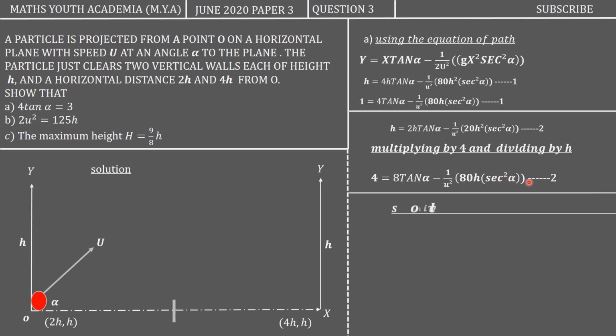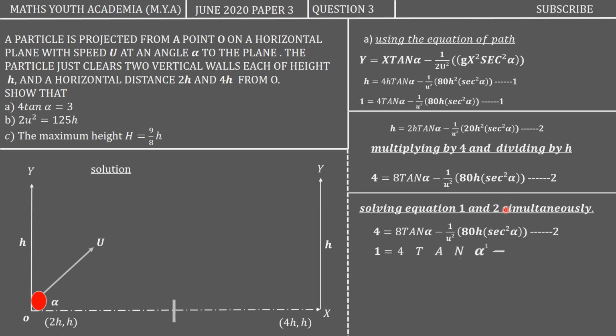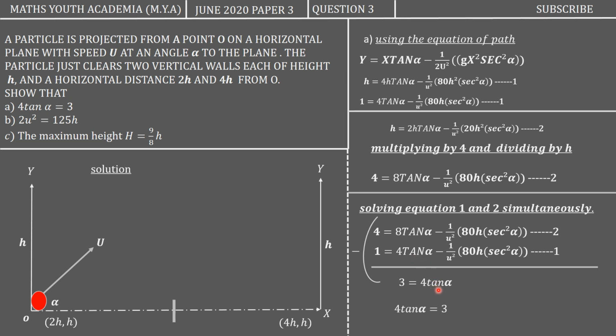Okay, solving both equation 1 and 2 simultaneously, I simply subtract both equations since I have similar terms in each, equation 2 and equation 1. So I subtract them to eliminate those similar ones. I'll have 4 minus 1, which is 3, and 8 tan alpha minus 4 tan alpha, which is 4 tan alpha, which is actually giving us our first proof.